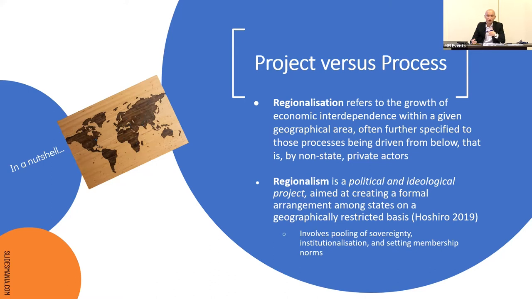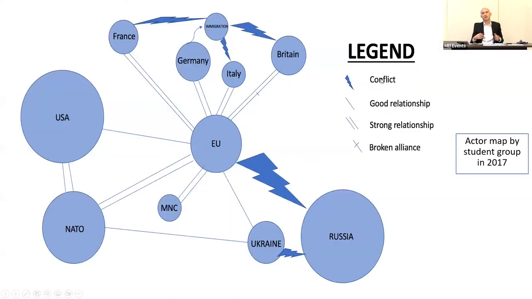Now, I think it's perhaps useful to talk about actor mapping, as I indicated earlier in the outline. So I'm going to show you some perspectives by student groups. They came up with the actor mapping. This one is for the EU, and this was done in 2017 when I was teaching. This is the kind of map that condenses the kind of relationships that different state actors have in a given region.